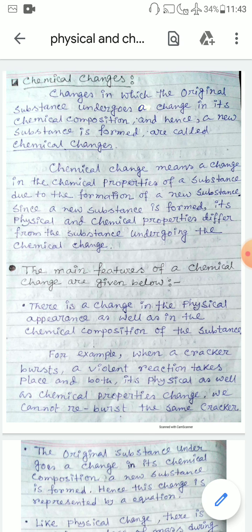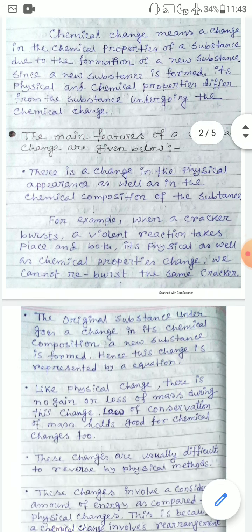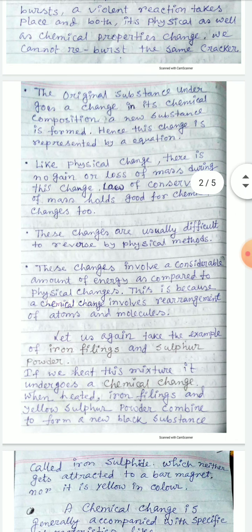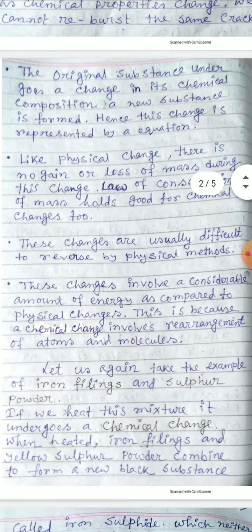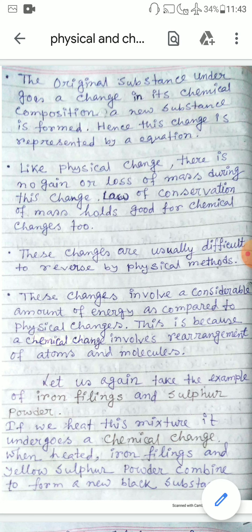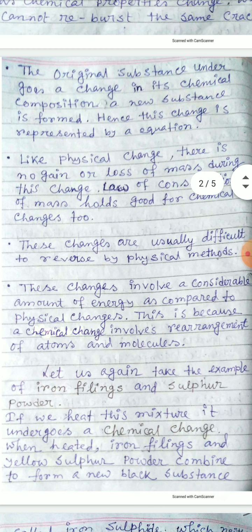Second point: the original substance undergoes a change in its chemical composition and a new substance is formed. Hence this change is represented by an equation. That is, a chemical change can be represented by an equation. This is because in a chemical change one or more substances undergo a change to form one or more new substances.